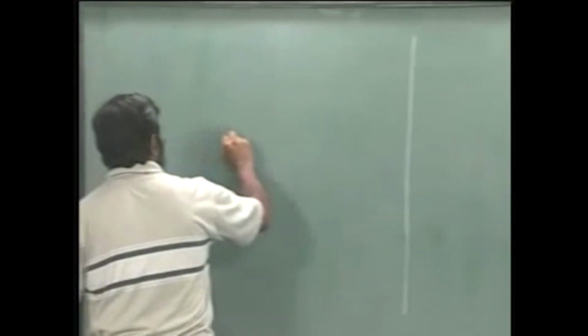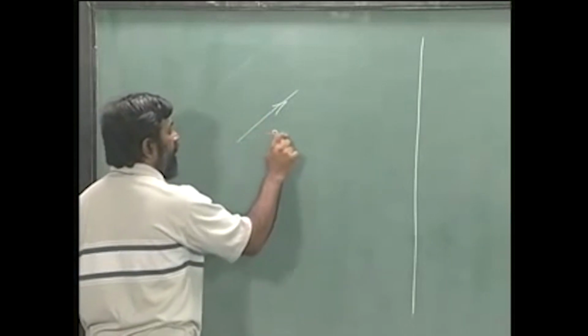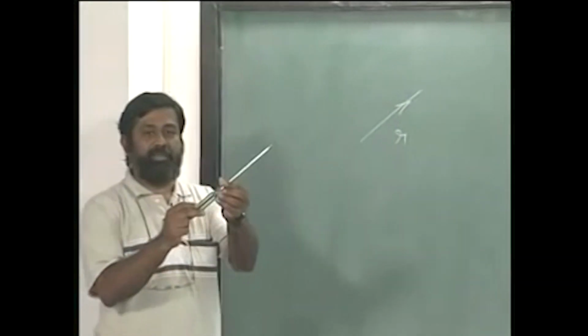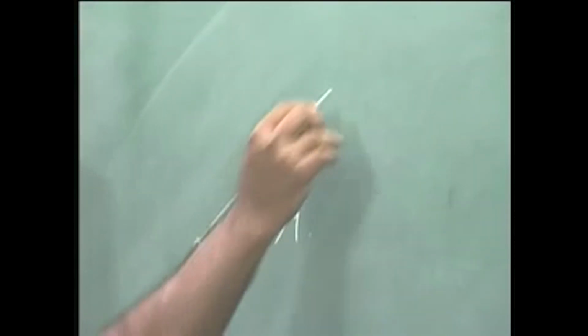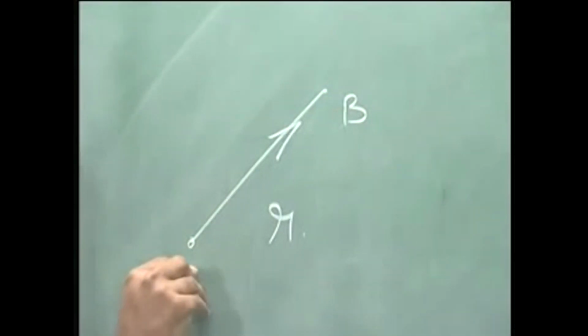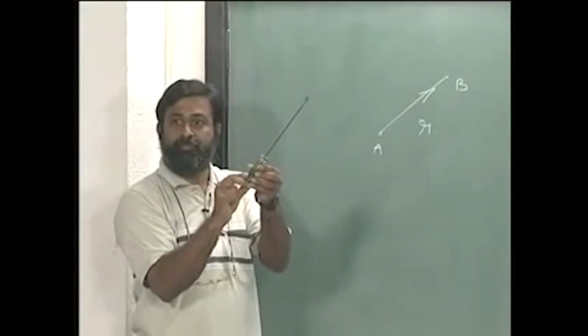What we will do to start with is, let us consider a vector, let us say a vector like this. So, let us say this is a vector r. I am just going to represent this as that vector. Let us say this is point A, this is point B. Okay. So, this is point A, this is point B.